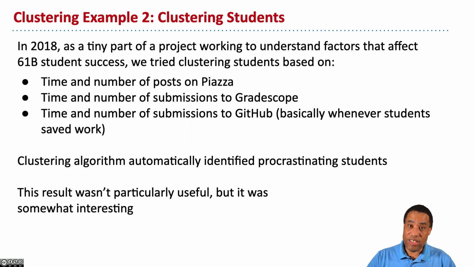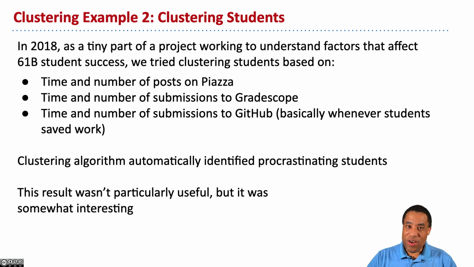So here's the second example of clustering that we can look at. Back in 2018, the instructors for 621B wanted to try and understand what are the factors that might influence student success in the course. And so they tried doing clustering by looking at the time and number of posts that a student made on Piazza, the time and number of submissions that student made to Gradescope, and the time and number of submissions that student made to GitHub. So that's basically when they saved their work.